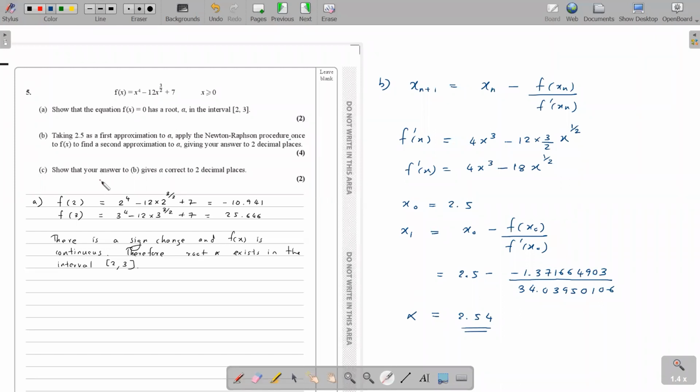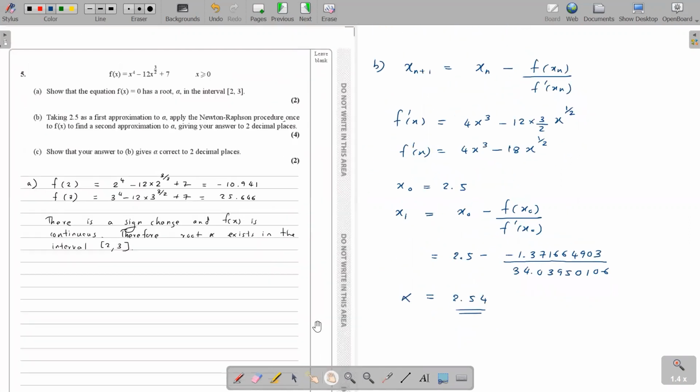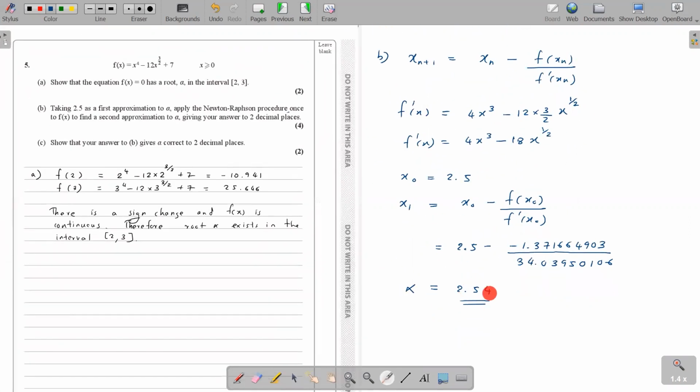Okay, so moving to part C, show that your answer to B gives alpha correct to 2 decimal places. How do I show that the answer to part B is giving me alpha correct to 2 dp? So what do we do? If you want to show that your root is correct to 2 dp, you must take the upper bound and lower bound relevant to 2 decimal places, and then substitute that into the equation and show that there is a sign change with respect to that interval.